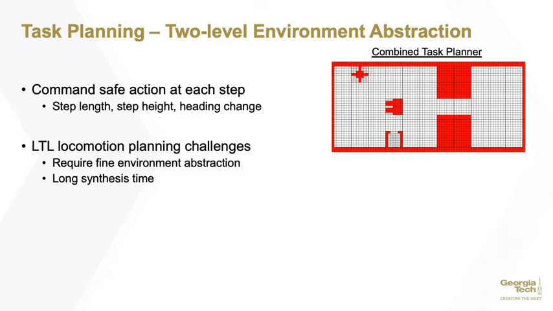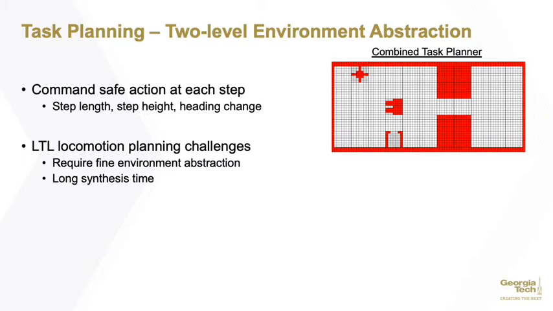We use a discrete grid abstraction of the environment to model how the robot and a possibly adversarial obstacle may move through the environment. At each walking step, the robot must generate an action set for the motion planner to execute. This action set includes step length, step height, and heading angle change.